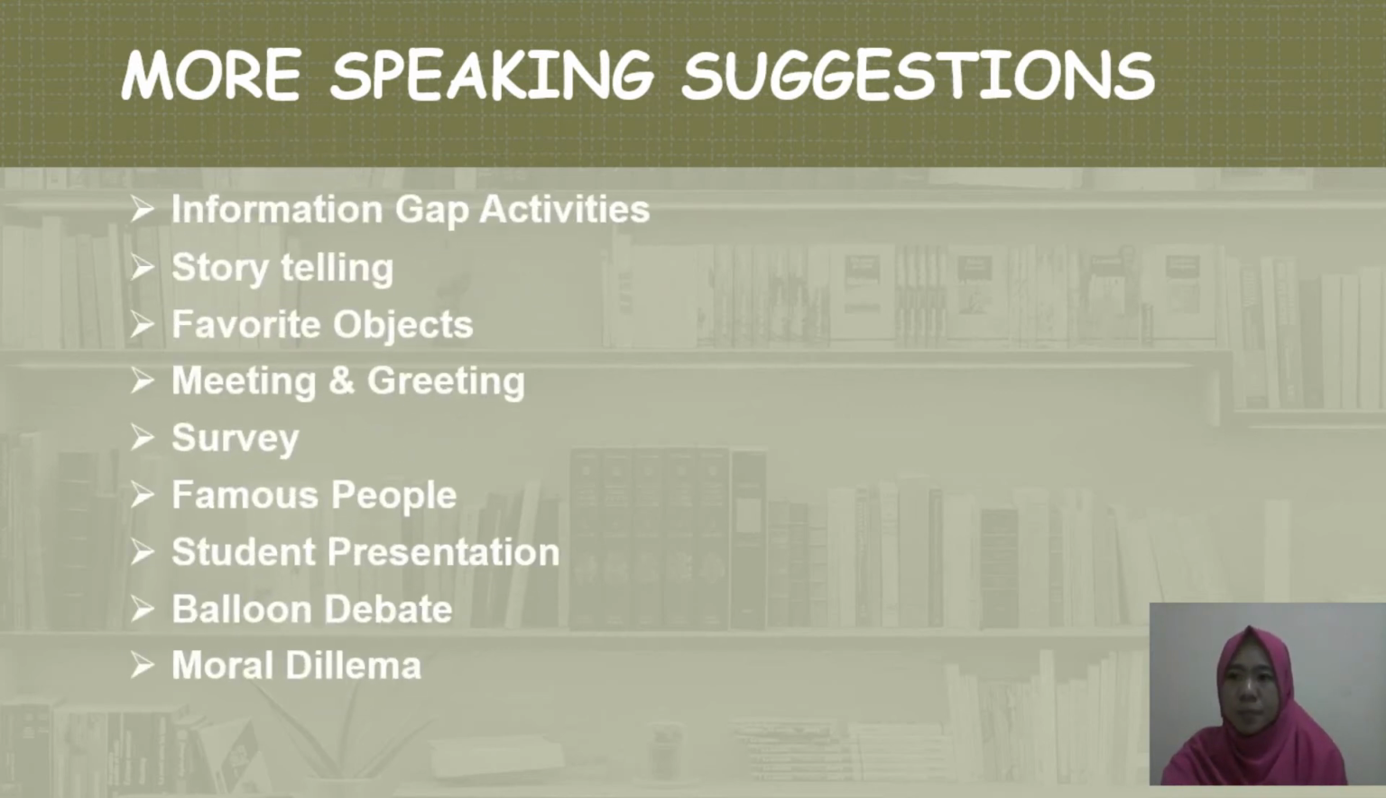Next is famous people. Students think about famous people they like. Then, imaginatively, they have to arrange a meeting with them, what they would talk about, what things they would give them, etc. Next, student presentation.